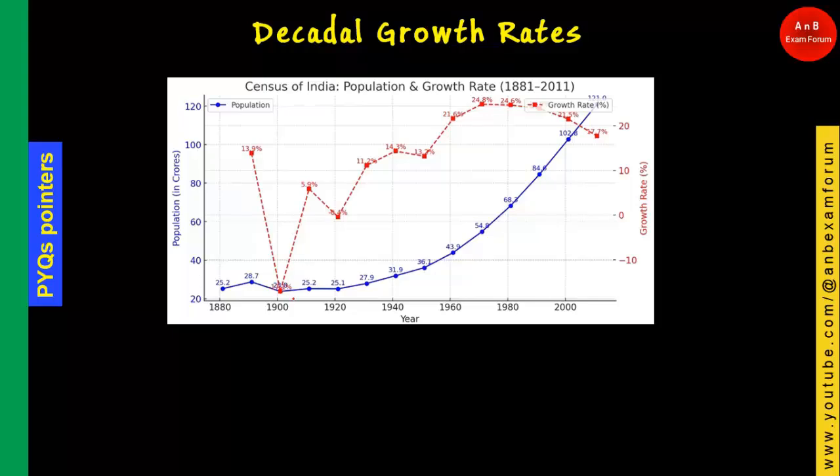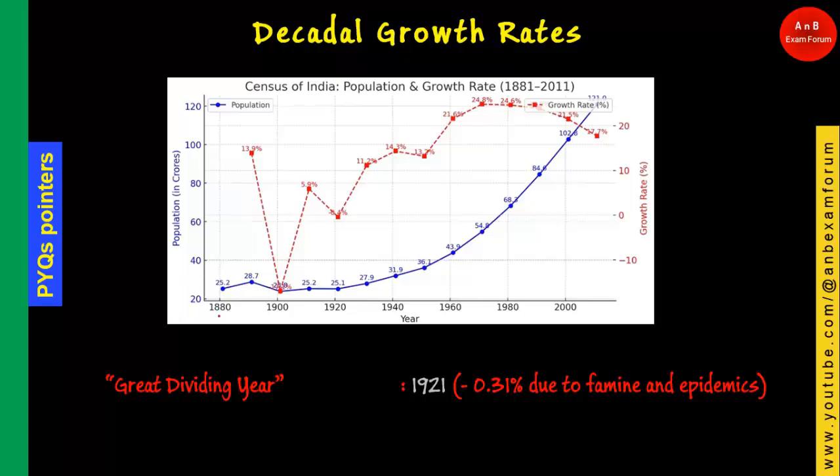The next very important topic is decadal growth rate. As you can see in the chart, this is the population, whereas the red one is the growth rate. One important thing you see is the year 1921. Here the growth rate is minus 0.31. Why did the growth rate suddenly reduce? It is due to famine and epidemic at that time.